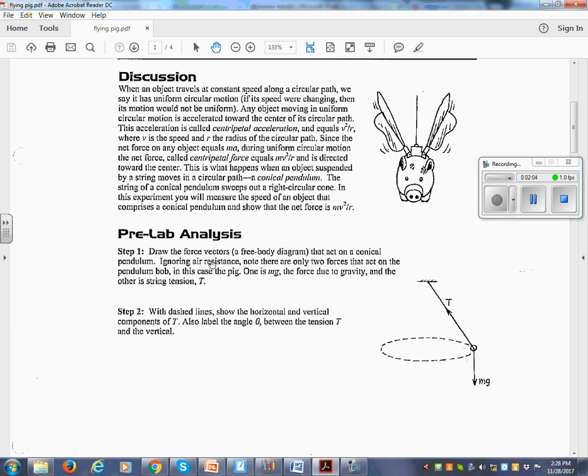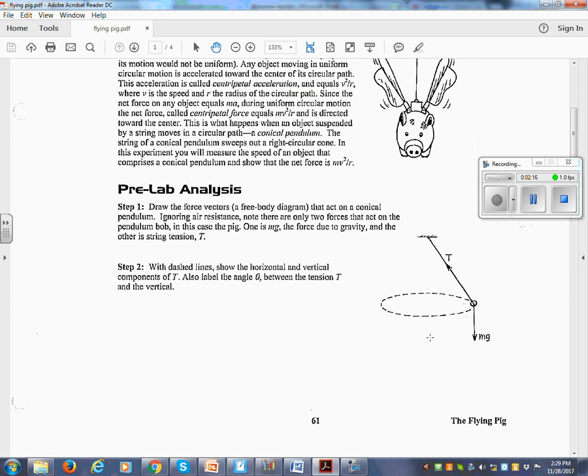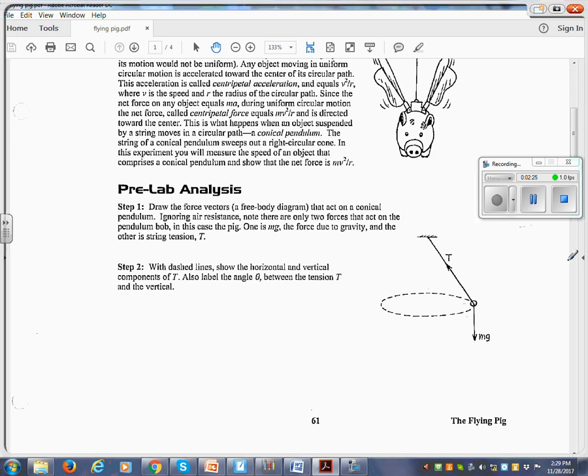So draw the force vectors, a free body diagram that act on a conical pendulum. Ignoring air resistance, note there are only two forces that act on the pendulum bob, in this case the pig. One is mg, the force of gravity, and the other is the string tension. So do you have this picture? Yes. And do you have it labeled? Yes. Oh, you do? Okay, that's good. So then step 2 says, with dashed lines, show the horizontal and vertical components of T, also label theta between the tension T and the vertical.